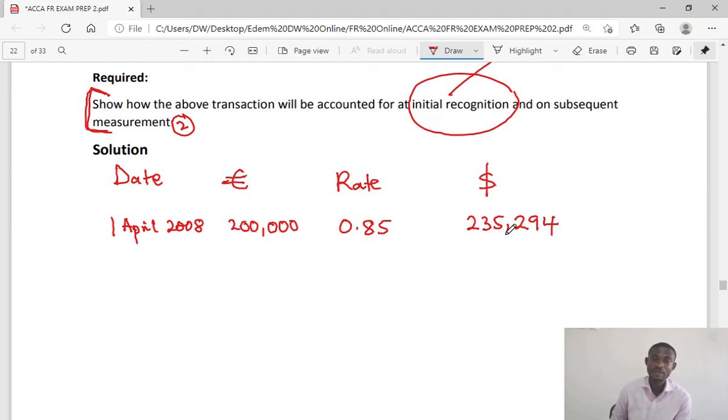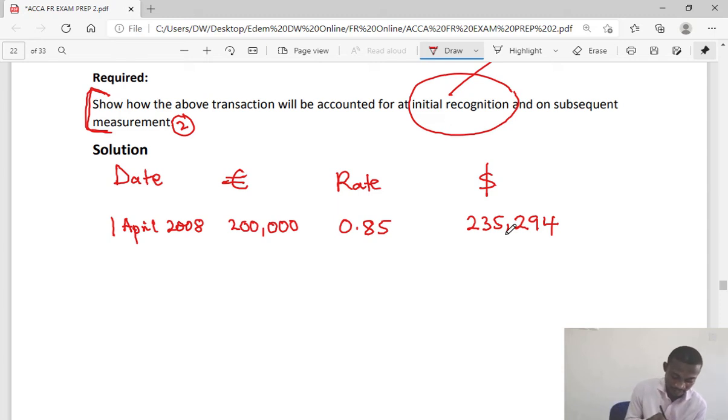Now, what it means is that we are applying the principles of translation and retranslation, because the principle says that for monetary items, we translate on the date of transaction using the spot rate, and the spot rate on the date of transaction is 0.85. Then subsequent measurement, we translate using the closing rate or the rate prevailing on the date of settlement.